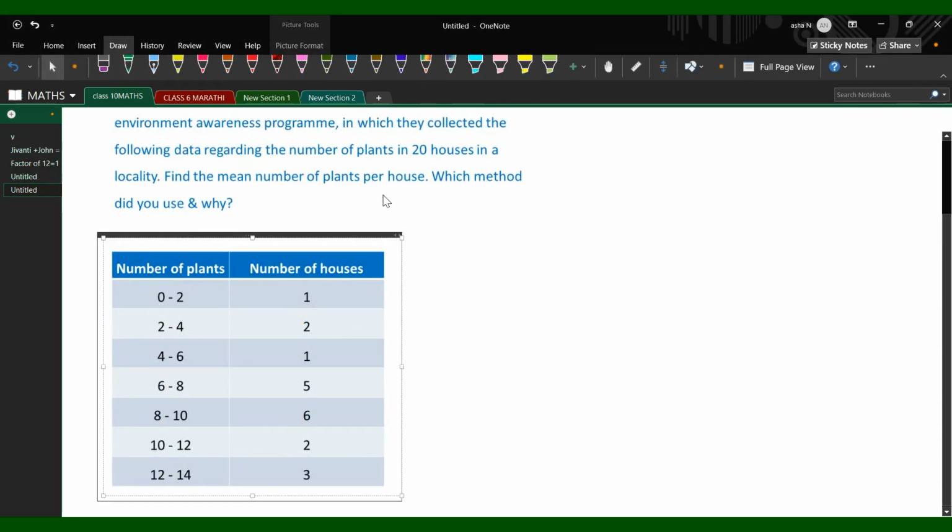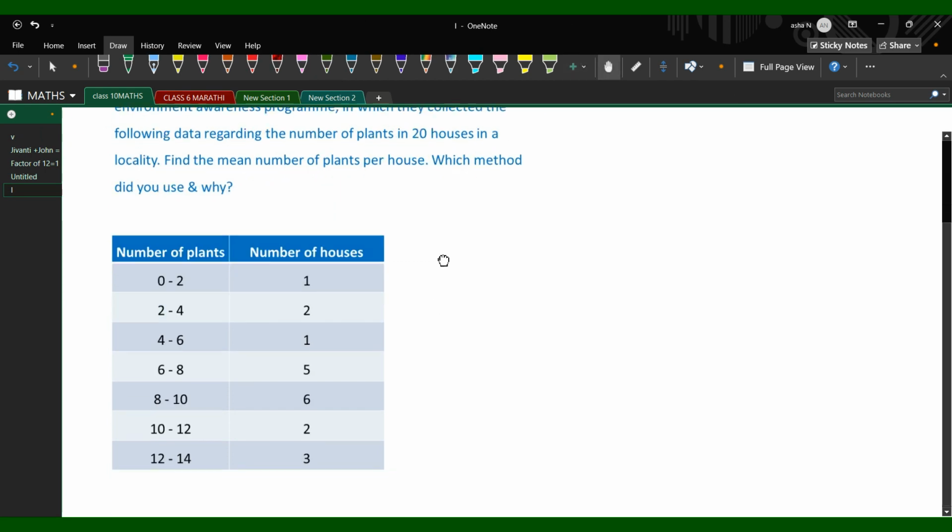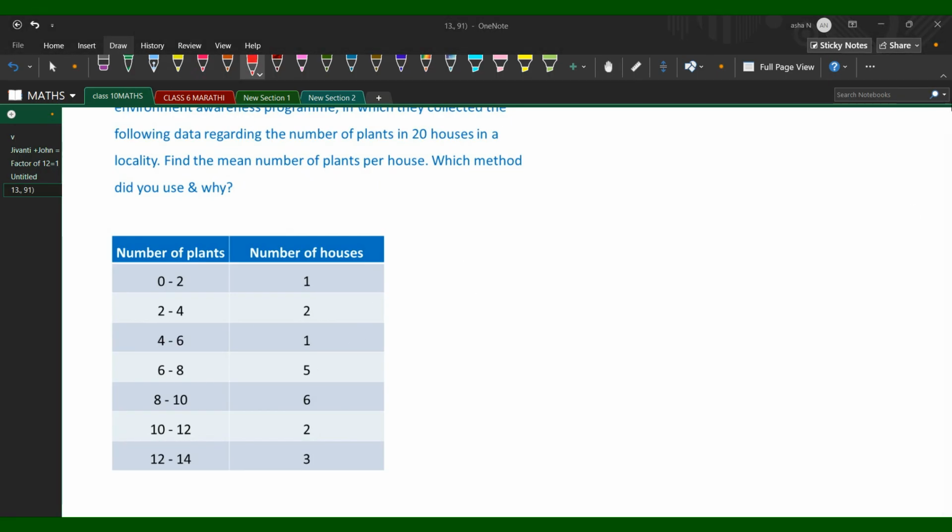A survey was conducted by a group of students as a part of the environment awareness program in which they collected the following data regarding the number of plants in 20 houses in a locality. Find the mean number of plants per house. Which method did you use? Mean is nothing but average. The number of plants is 0 to 2, so they have given ranges, 2 to 4, 4 to 6, 6 to 8. It is continuous data also. Now what we have to do is find out the mean.